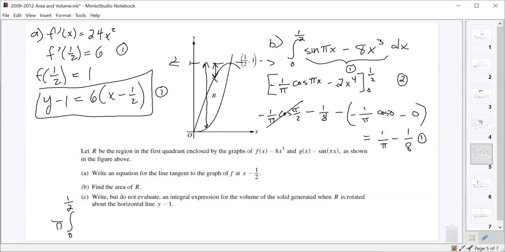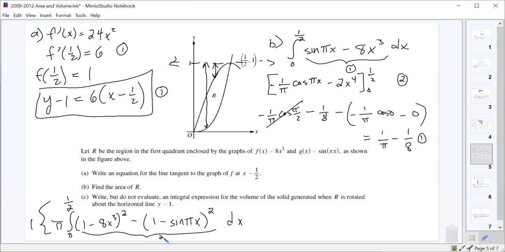Good or no? Good. All right. So what is the lower function? That's our 8x cubed function. So we have 1 minus 8x cubed. That's the distance from 1 to 8x cubed. Square that, and then subtract the distance from 1 to sine pi x. So 1 minus sine pi x squared dx. And for that one, you got 1 point if you had the right limits and constants, and 2 points if you had the right integrand.